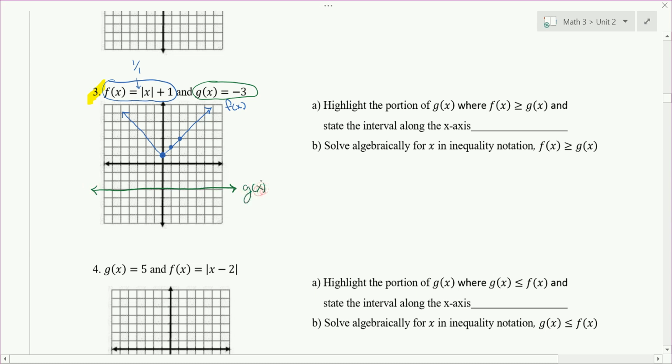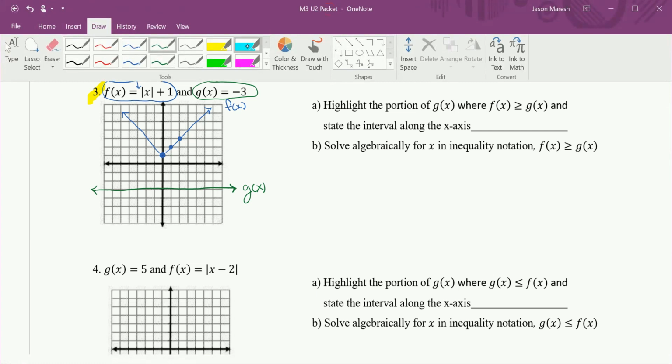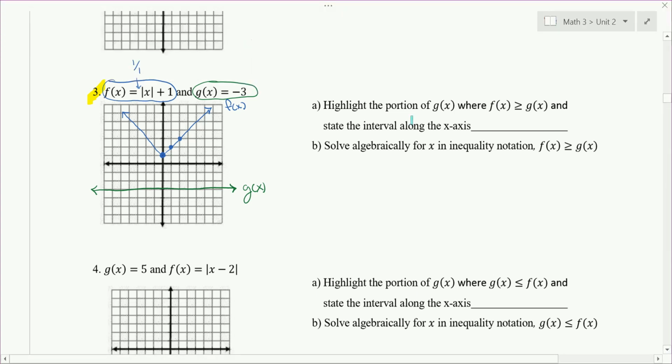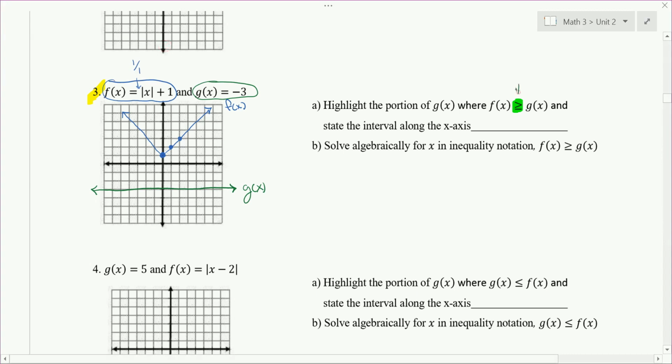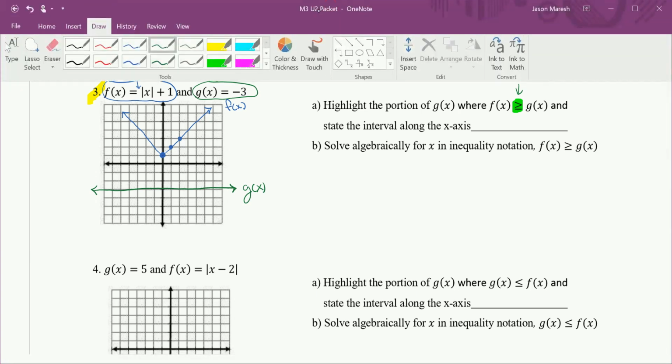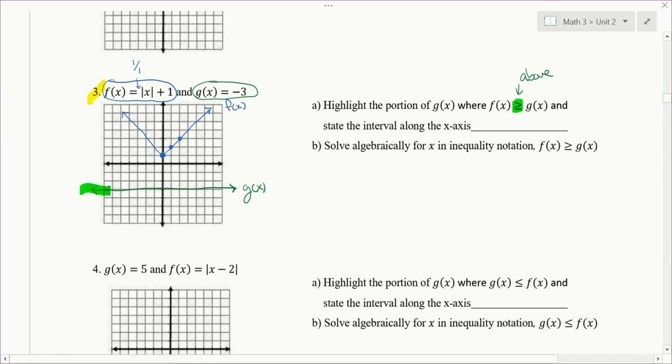There we have it. So now if we go back to part A, it says highlight g of x, so we're only highlighting g of x where f of x is greater than or equal to g of x. And a way to say this graphically is where is f above g? That greater than sign really graphically means above. Or equal, meaning where are they touching? Well, notice that f is everywhere above g, and so we're going to highlight g everywhere.